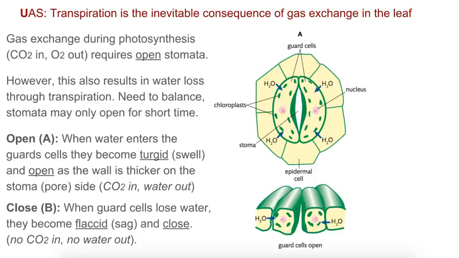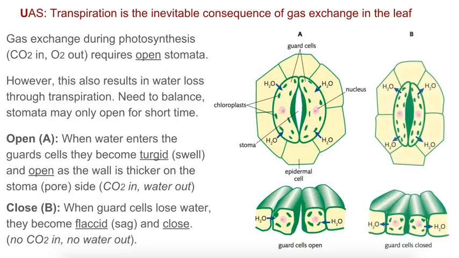To close, the guard cells lose water, they become flaccid or they sag, and they actually close. And this results in no CO2 coming in and no water coming out. So when they're open, CO2 can come in and water can also leave the plant.